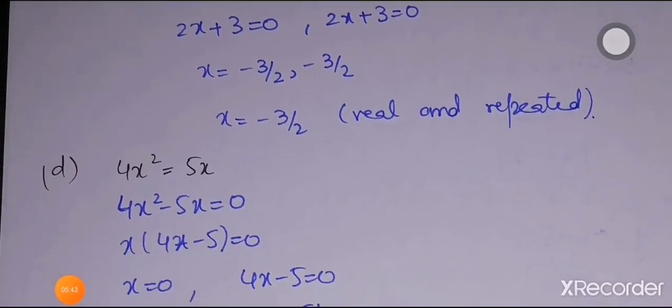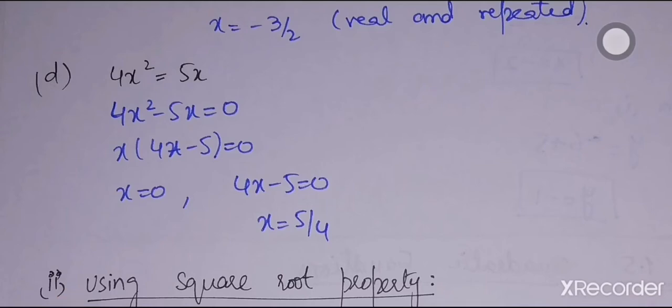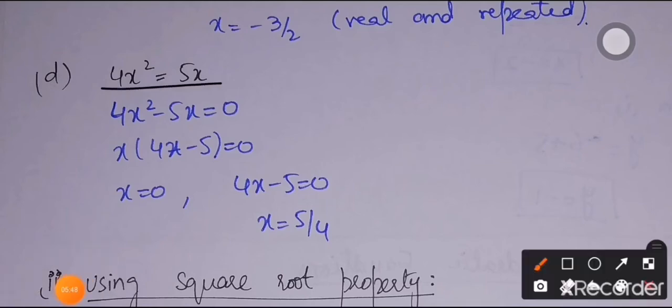Next we have part D. We have the equation 4x square is equal to 5x. So I can shift 5x to the other side so that it is possible for me to perform factorization. I will take x common, and we are left with x into 4x minus 5. So it means either x is equal to 0 or x is equal to 5 by 4. These are the two solutions for the given equation.